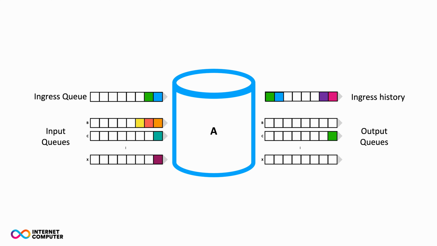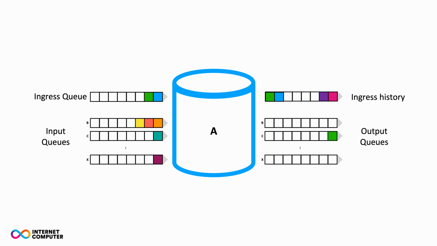Let's look at the data structures for a canister A. There are separate input queues for each canister from which A receives messages, and there is one queue for user-generated messages to A. There is an output queue for each canister that A sends messages to. In addition, there is the ingress history, which stores messages from users as well as their status and responses. Users can query the ingress history of the subnet to learn about the status of their message.